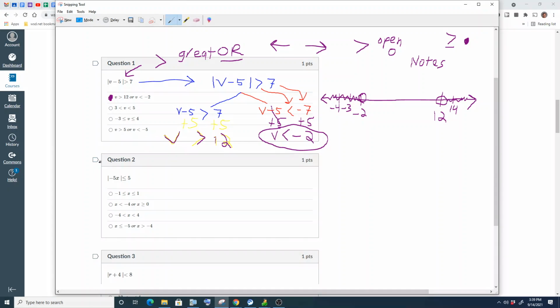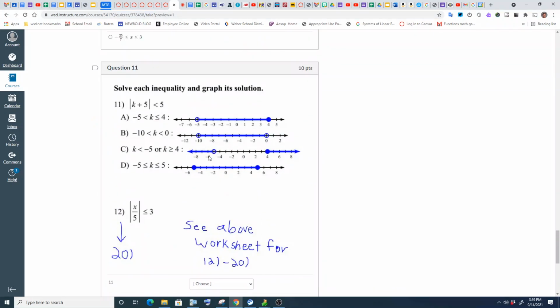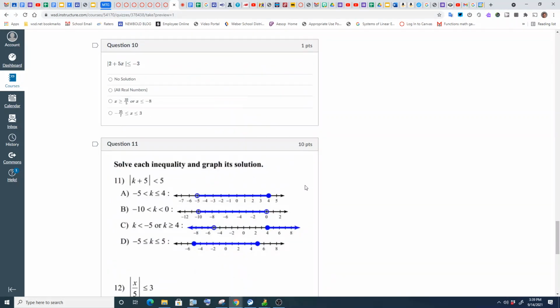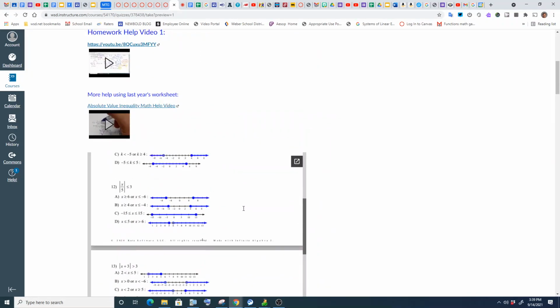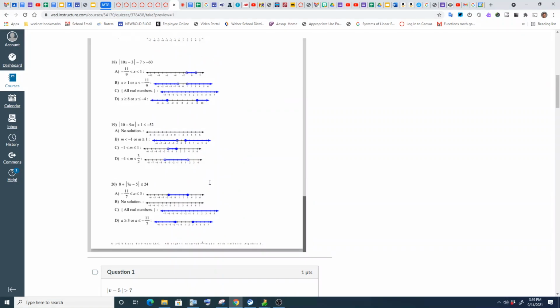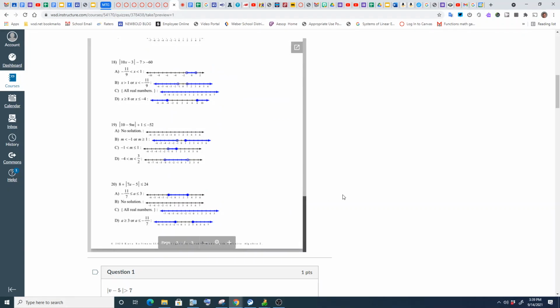Because later on in our problems, when you scroll down, you'll see that you have problems that are like graphing and stuff. Oh, interesting. See above worksheet for 12 through 20. Yeah, so this one will have some different multiple choice options or answers. And that's to do with this worksheet right here. You see all those different multiple choice options or answers? Yeah. And so you will have to eventually graph them and choose the correct graph for multiple choice.